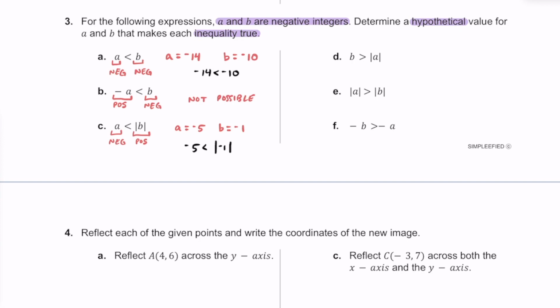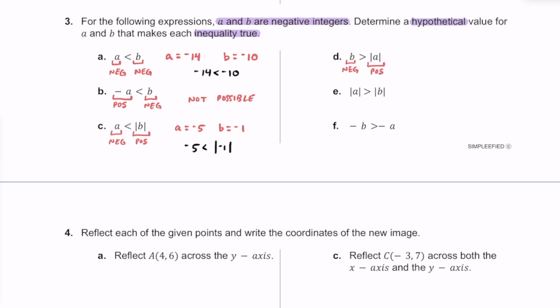All right, for D, what do we have here? We have b is going to be greater than the absolute value of a. Now again, we know b is going to be a negative number here, right? So this is going to be negative. But what do we know about the absolute value of a? Well, a is a negative number, but the absolute value of a negative number is always going to be a positive number.